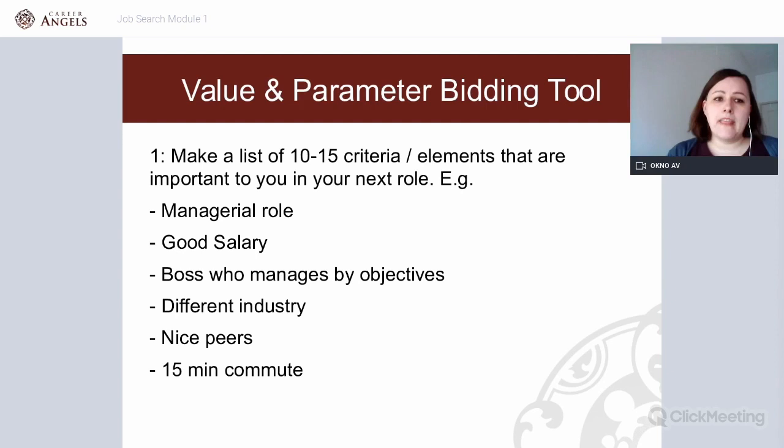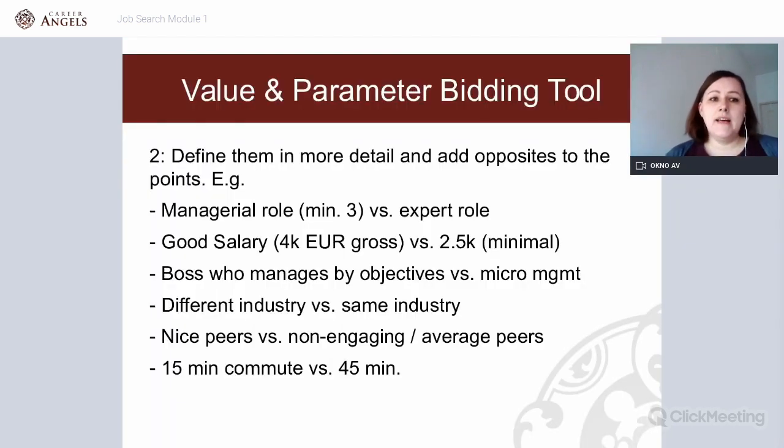In other words, you prepare your ideal job ad that, if you applied to it, you would receive. Second step, define those criteria in more detail and add opposites to those points. So we then go back and say, managerial role, what does that mean? Okay, minimum 3 people. The opposite would be to stay in an expert role.